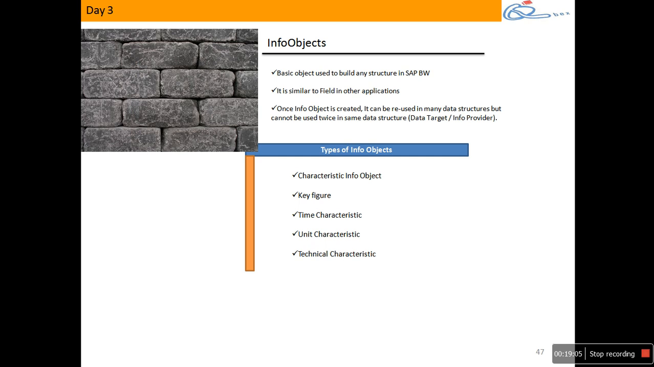Okay, done. Then next is time characteristic. Time characteristics are also characteristics only. Only thing, these are a special type of characteristics. That's it. So when you say time characteristics, those are InfoObjects which hold time factor data like date, month, year, quarter, week.